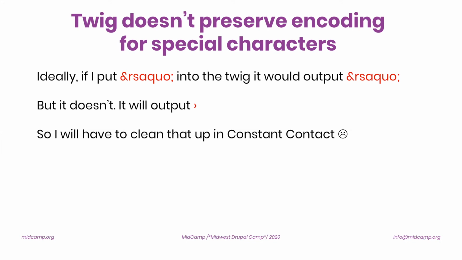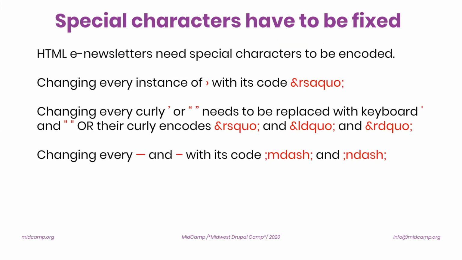just outputs the arrow. And you can't just paste that arrow into Constant Contact and blast it out, because when people open up their emails, it's going to look really weird. That special character is not going to show up. So they each have to be fixed. The typical ones are that right-leaning arrow that I have, curly apostrophes or curly quotation marks, and then N dashes and M dashes are often culprits as well. So you've got to fix those.